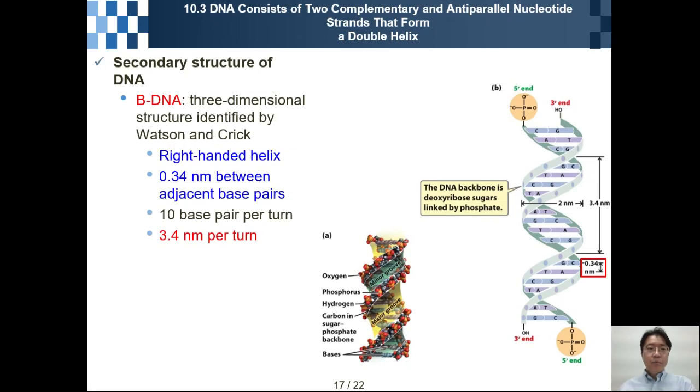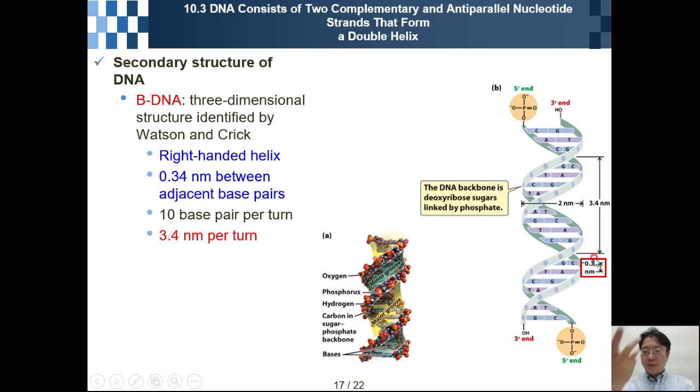I will explain some detailed information on the secondary structure of DNA. So this is the secondary structure of DNA. This is actually the B-DNA. B-DNA means the three-dimensional structure identified by Watson and Crick. One strand starts from 5 prime to 3 prime, and the other strand runs antiparallel, 5 prime to 3 prime. Also the B-DNA strand is a right-handed structure like this. And the distance between adjacent base pairs is 0.34 nanometer.